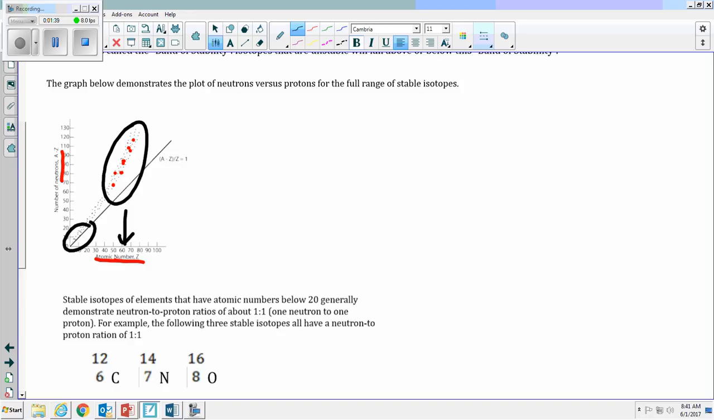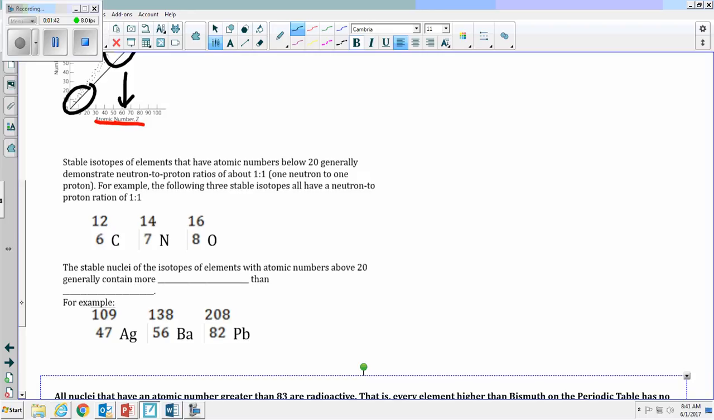So in the notes here, it tells you that on the lower elements, usually below 20, you have this 1-to-1 ratio, so your mass number ends up being double the atomic number for those smaller atoms. And then if you go beyond that, you tend to have more neutrons than protons.